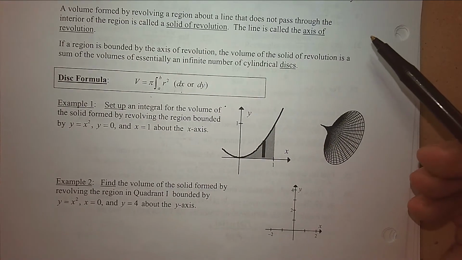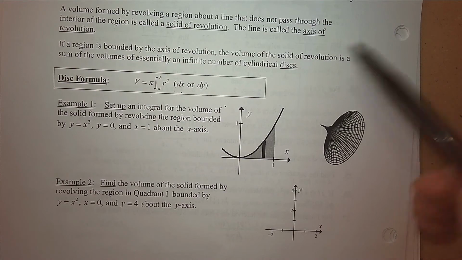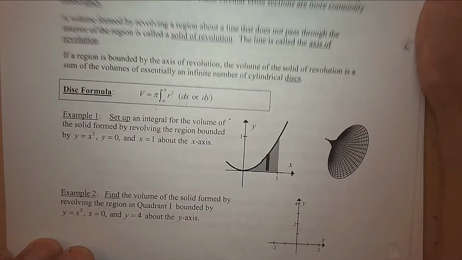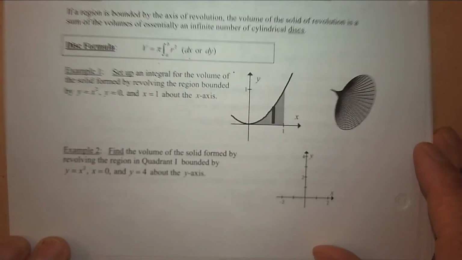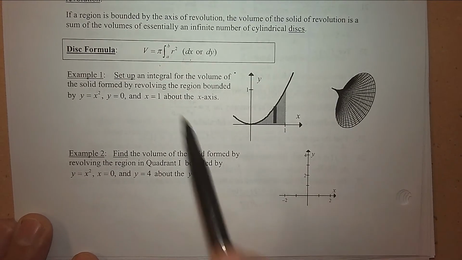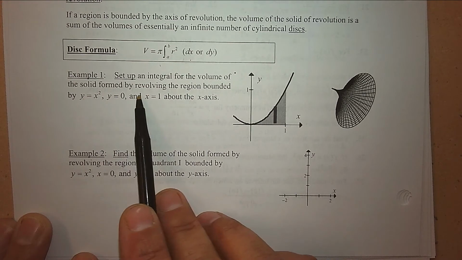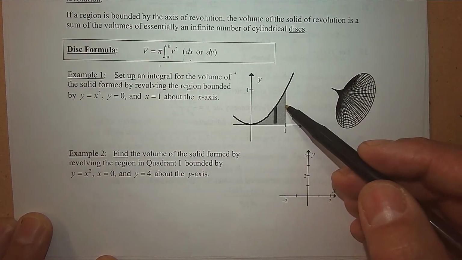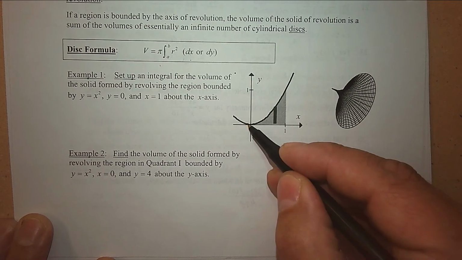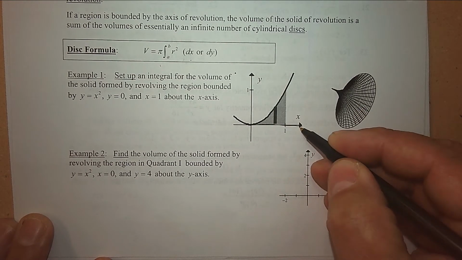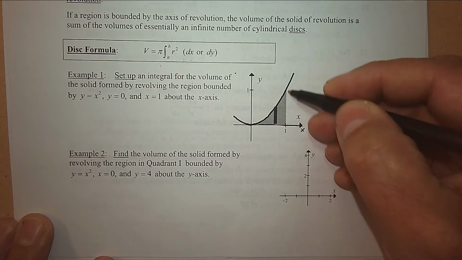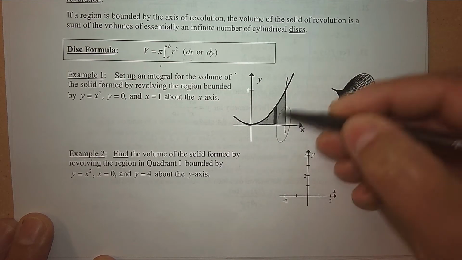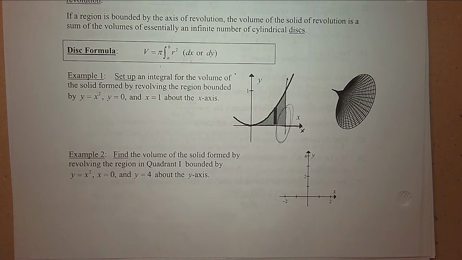It's dx when it's perpendicular to the x-axis, and dy when it's perpendicular to the y-axis. Okay, let's look at example number 1. Set up an integral for the volume of the solid formed by revolving the region bounded by y equals x squared, y equals 0, which is a fancy way of saying the x-axis, and x equals 1. That region is going to be rotated around the x-axis.